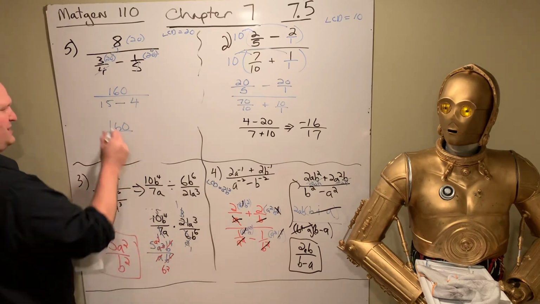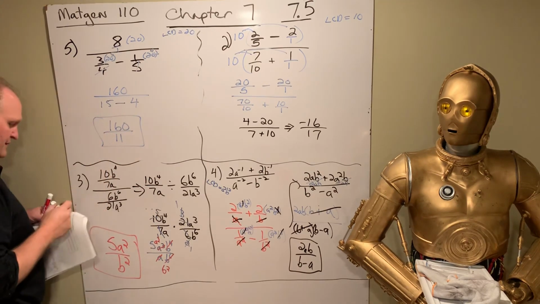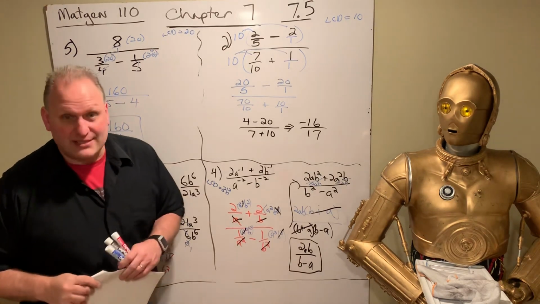And that's it. It's an ugly answer, but that's it. We're done. So that is 7.5.